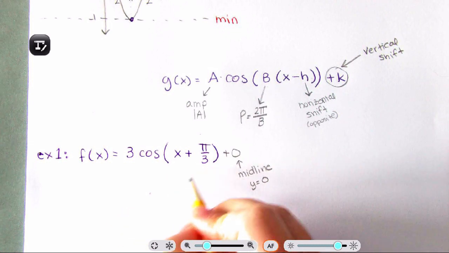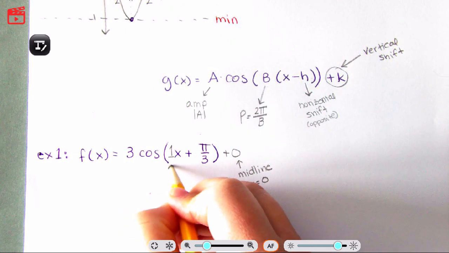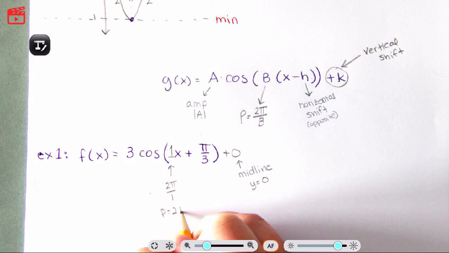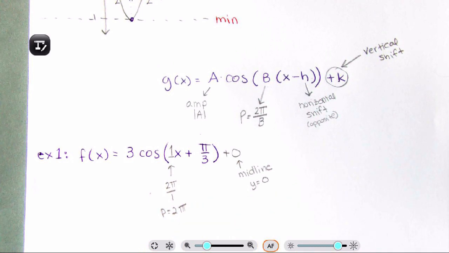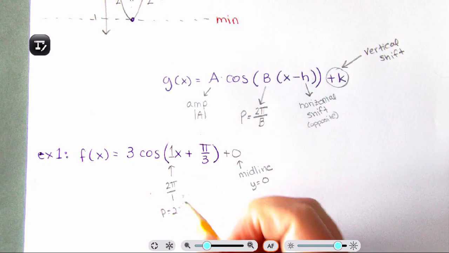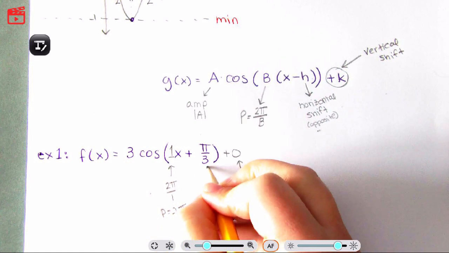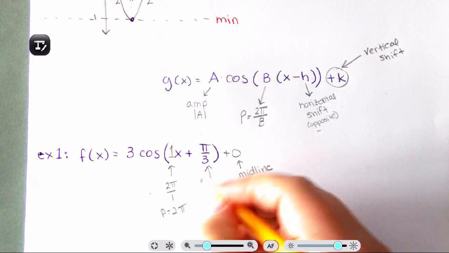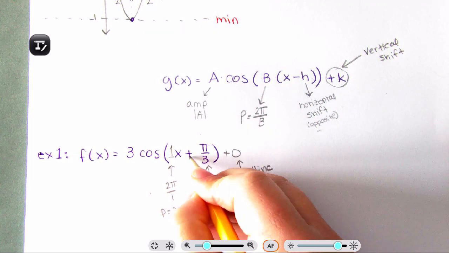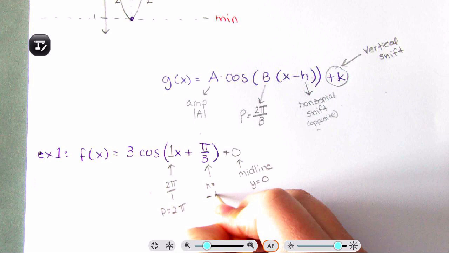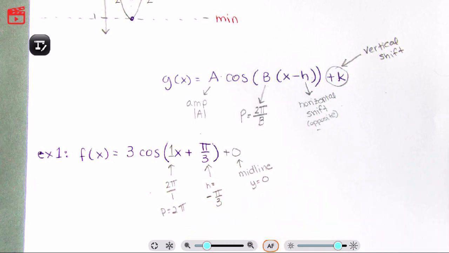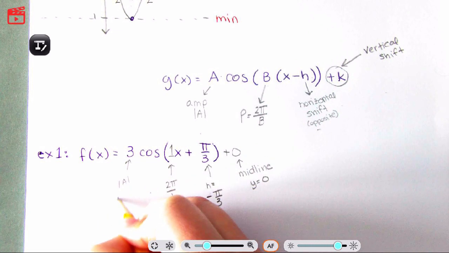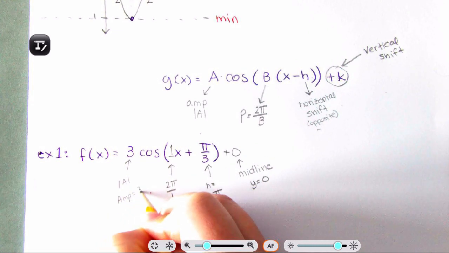We are identifying your h. Notice that your b is 1, so 2 pi divided by 1, your period is just 2 pi. So there's nothing to factor out. If your b is 1, there's nothing to factor out. Therefore h is, again think opposite, you see a plus, so h is minus pi thirds, so we're going to the left pi thirds. And the absolute value of 3 is 3, so the amplitude is 3.